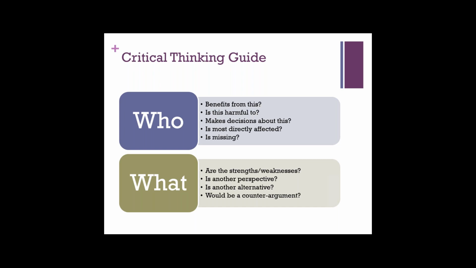Who is most directly affected, who is missing, and the what. What are the strengths and weaknesses? What's another perspective? What's another alternative? And what would be a counter argument? Just to kind of guide our discussion in terms of some of those programs or initiatives or things that we're doing.